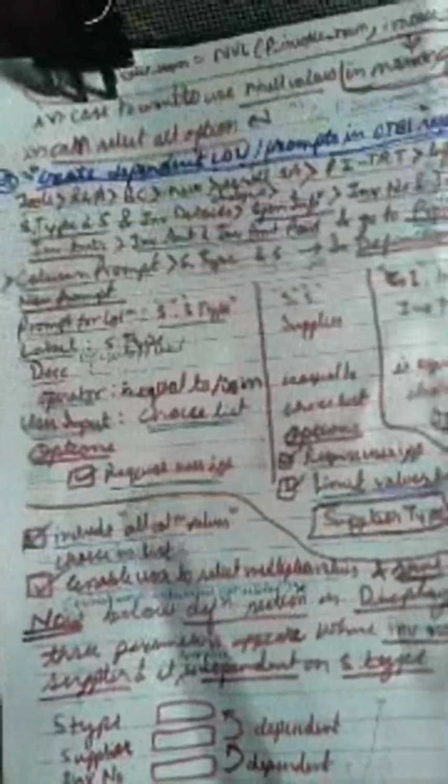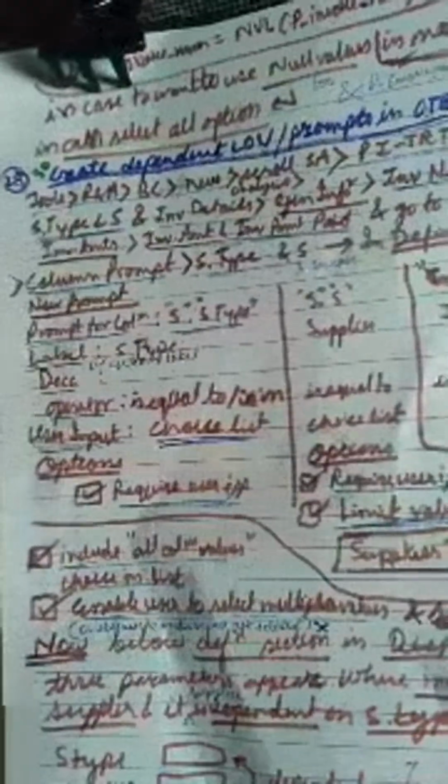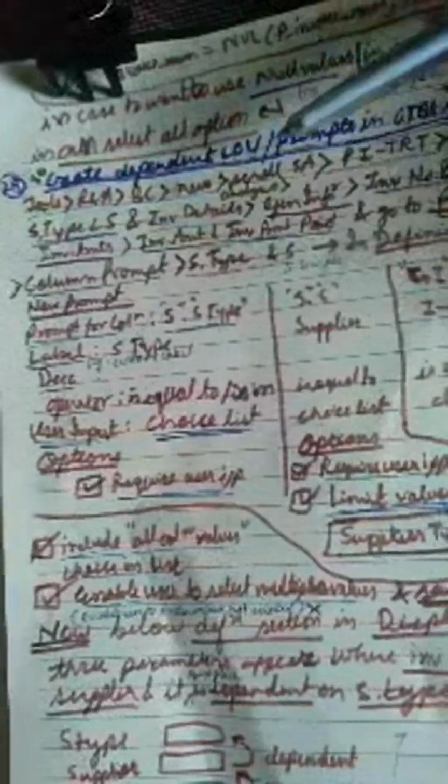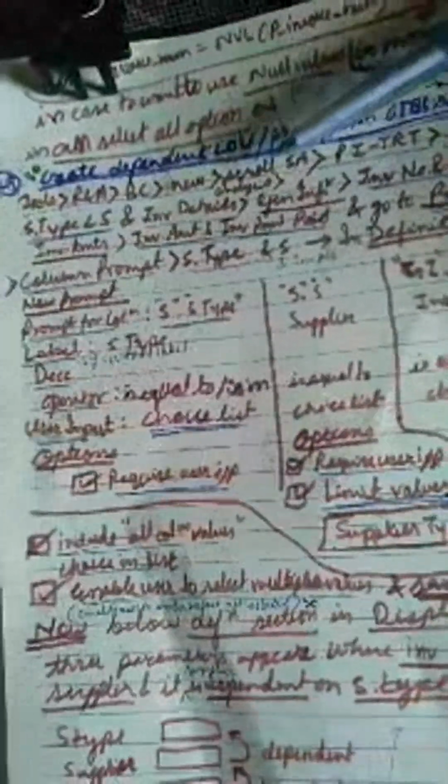In OTBI reports, we don't have parameters, we have prompts, right? So in the prompt, if I want to give an LOV, how do you do it? We'll go to Tools, Reports, Analytics, Browse Catalog. We'll create new and we'll go to Analysis. After new, you have to go to Analysis.